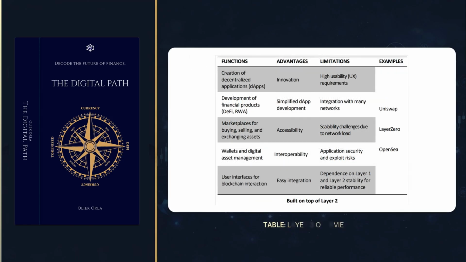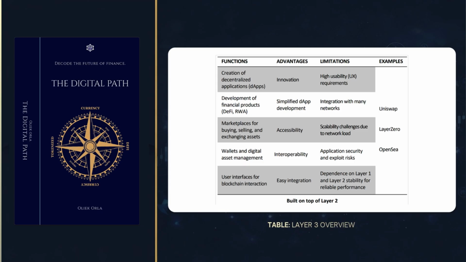Layer 3 – Decentralized Applications. Layer 3 is built on top of Layer 2 solutions and represents the part of the blockchain ecosystem that users interact with directly. This is where decentralized applications, dApps, services, and user-facing interfaces come to life. Crypto wallets, DeFi platforms, NFT marketplaces, gaming applications, and other consumer-oriented solutions.